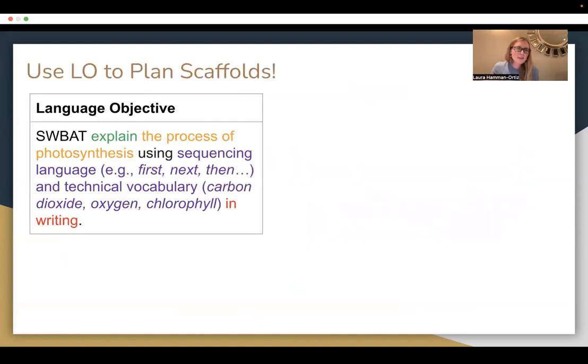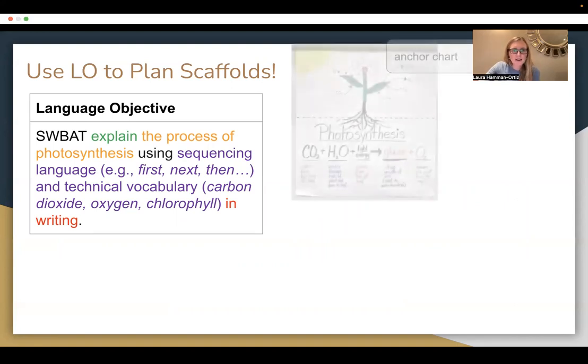All right. And this is just an aside. We're not getting into this component today, but one reason we write language objectives is because it also helps you as the teacher to plan scaffolds and supports. So if I know that this is what I'm focusing on in terms of language, I want them to understand how to sequence their ideas, and I want them to be able to use and understand this technical vocabulary.